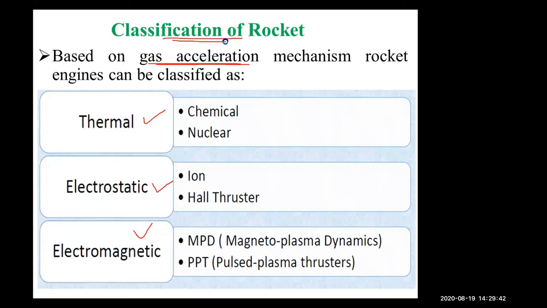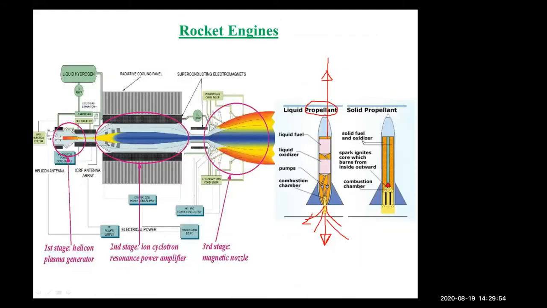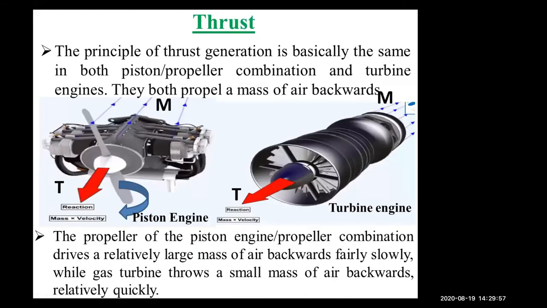But our discussion is about aircraft engines, and we'll be more focused on these two types of engines, piston engines and turbine engines, especially turbine engines. Thrust again: the principle of thrust generation is basically the same for both. The way thrust is generated is basically the same for both the piston engine and the turbine engine.